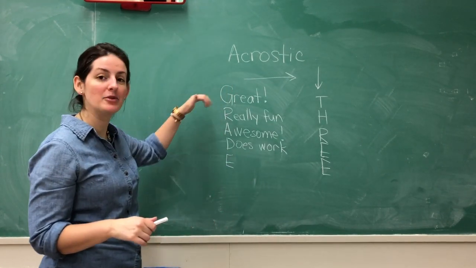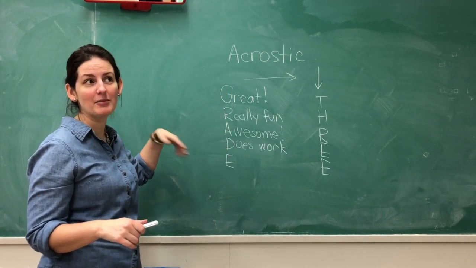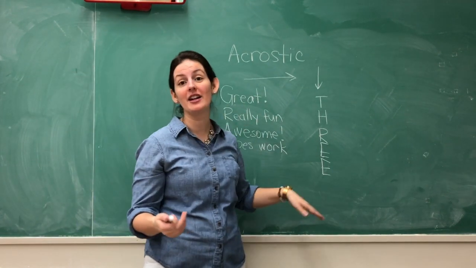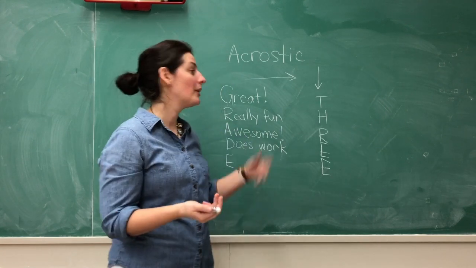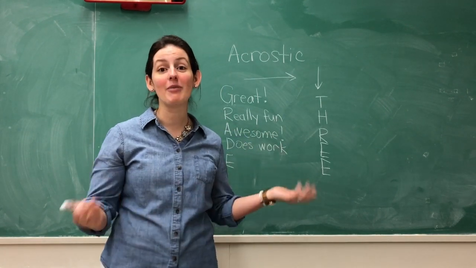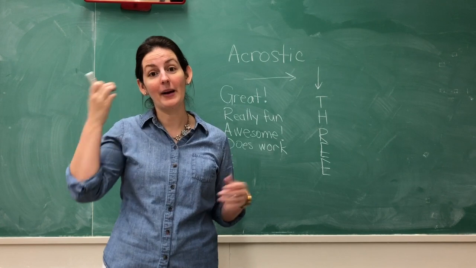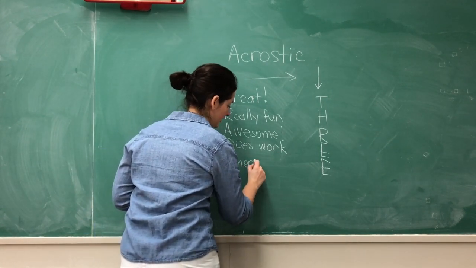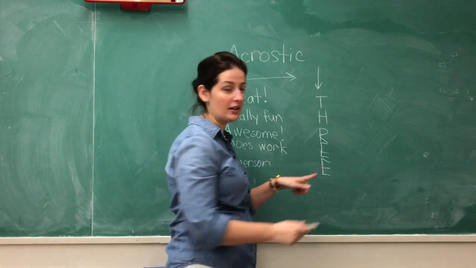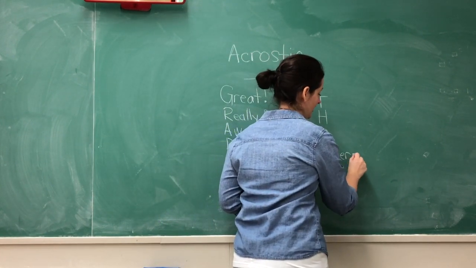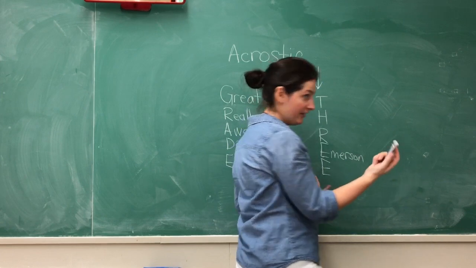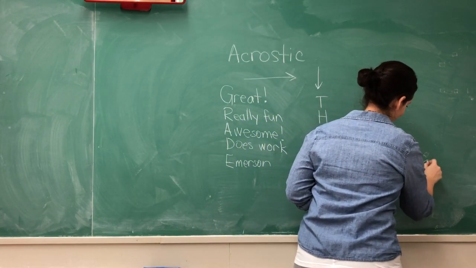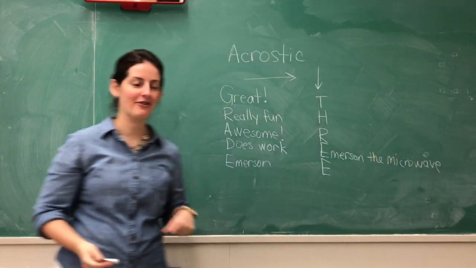All right, do you see how I'm just taking the first letters and I'm using it to think of ideas? Okay, I would continue going down, and if you guys were all here right now, we would write this together. You guys would give me ideas, but you're not here. Ooh, E. Emerson. And then another E could be Emerson the microwave. I like it.